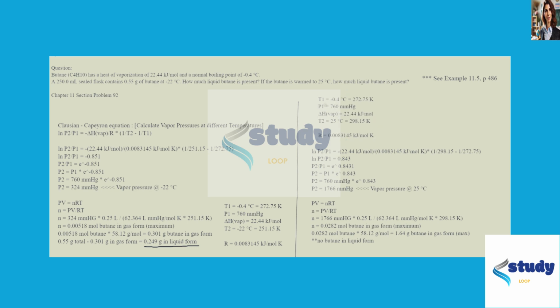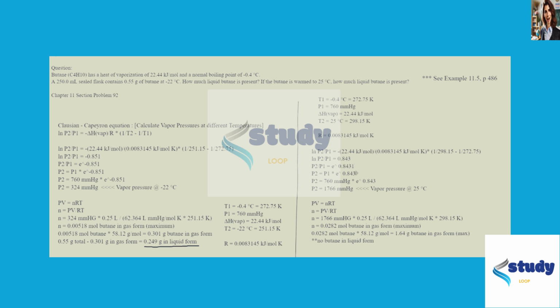Okay, so the T1 and the P1 are exactly the same. The delta H vap is the same, but now we have a different T2, which is room temperature, or 298.15 Kelvin. Again, the R is the same. So really, the only thing we're changing here is this T2, where we're raising it now to 298.15 in our calculation. That does change this number right here, and subsequently the rest.